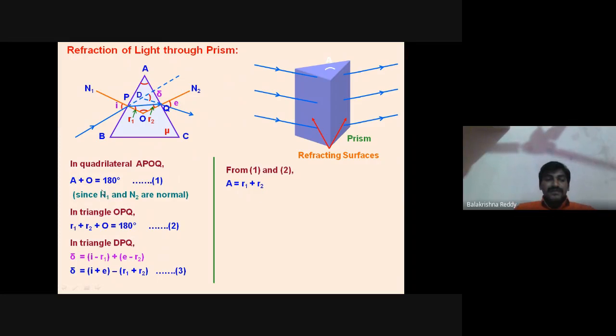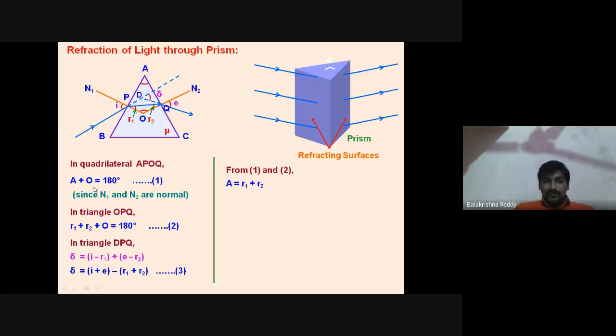This means we subtract LHS from LHS, RHS from RHS. So when we do that, the O gets cancelled, and 180 and 180 get cancelled. So you are left with the angle of prism A equal to R1 plus R2. Simply, in place of O, if you substitute, you can also obtain A equal to R1 plus R2.